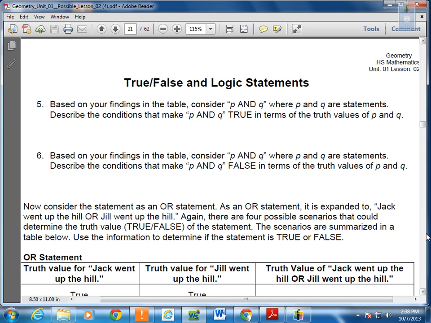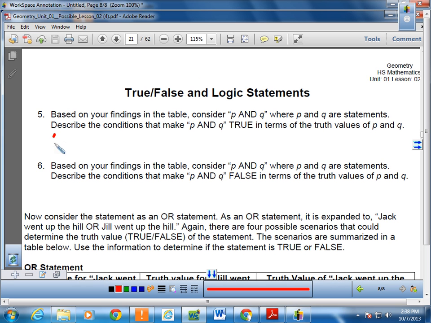So think about the Jack and Jill. It was only true Jack and Jill went up the hill if they both went up the hill. So that's what they're referring to, something like that. So P and Q is true if both P and Q are true.